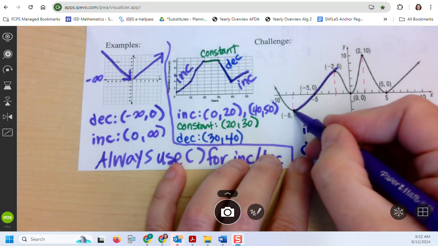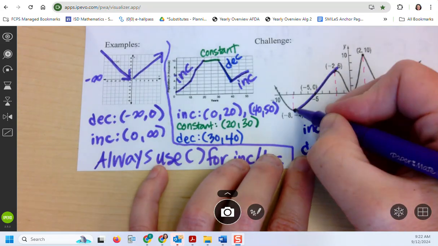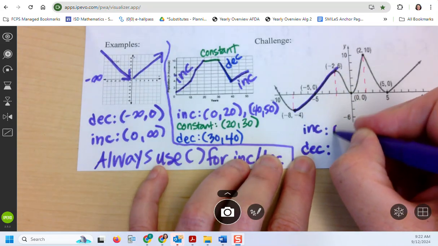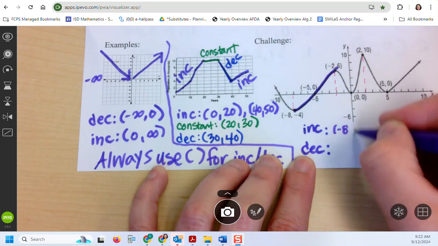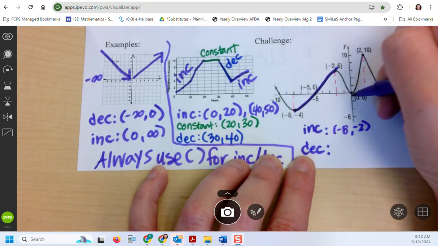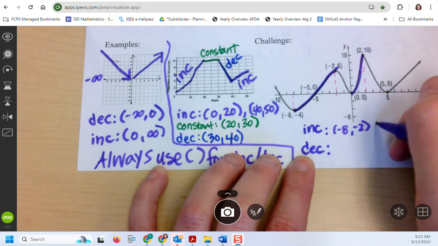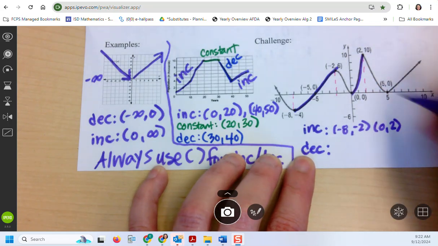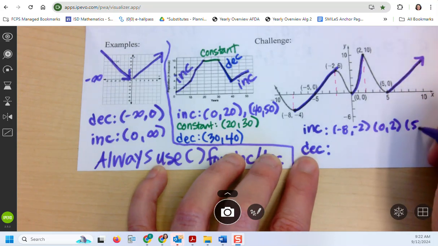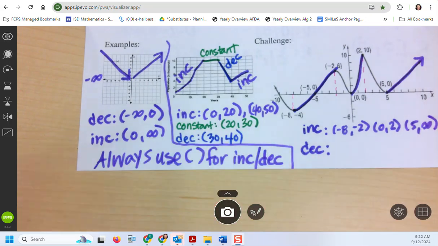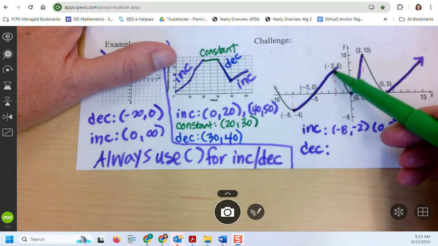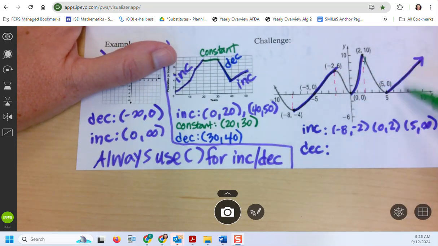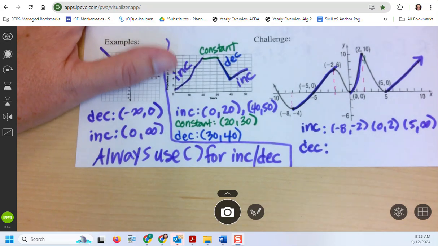It was increasing from here to up here. Even though they named that point, we don't have to stop there. So we have an increasing interval from -8 to -2. We have another one here to here from 0 to 2. And then another one here to here from 5 to infinity. If you put a U in between those, that's really great. If you didn't, that's also really great. I don't mind either way. Okay, so -8 to -2, 0 to 2, and 5 to positive infinity, which is over here.